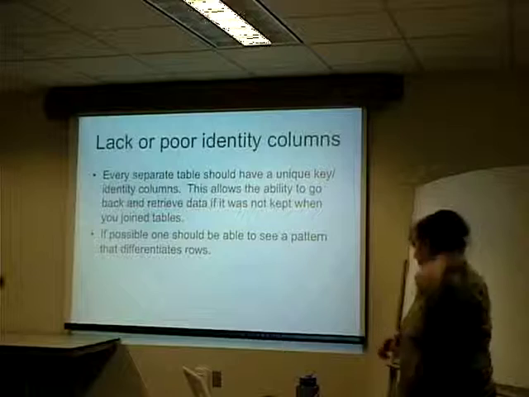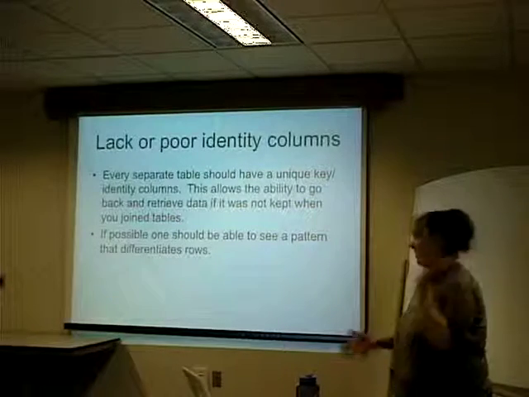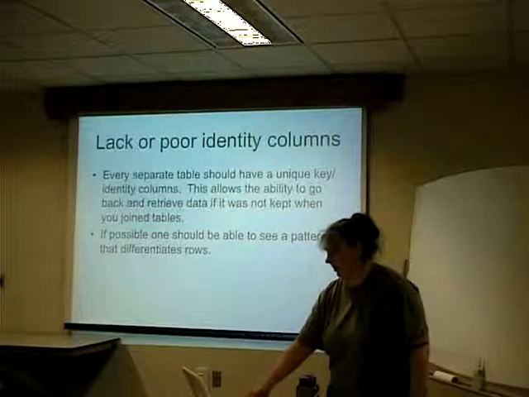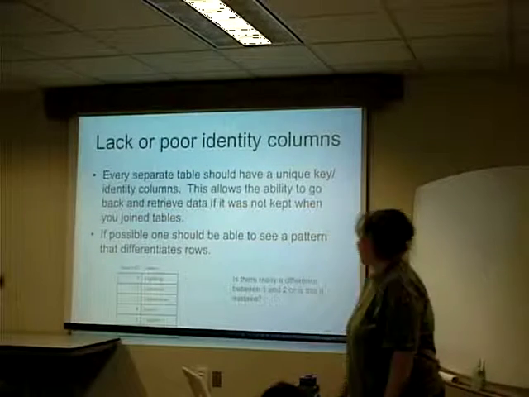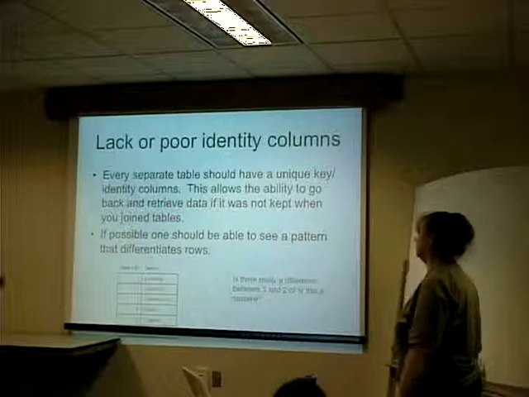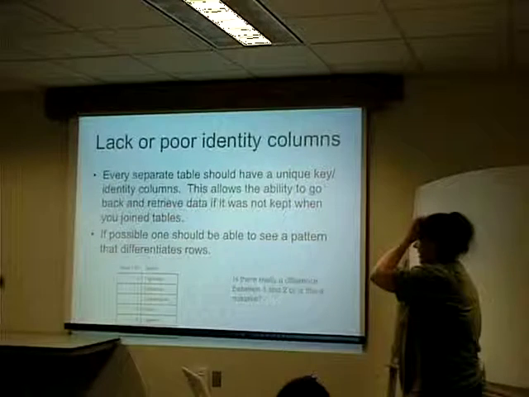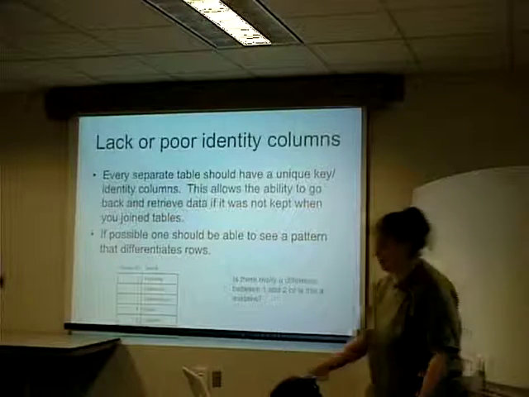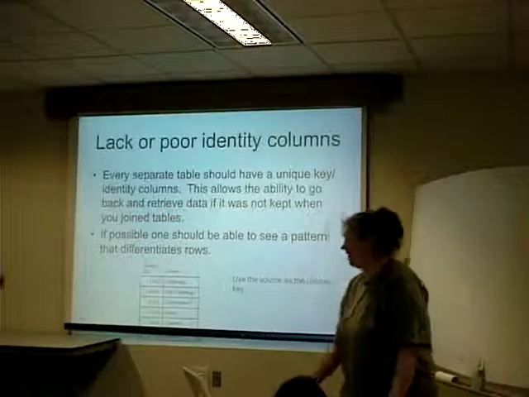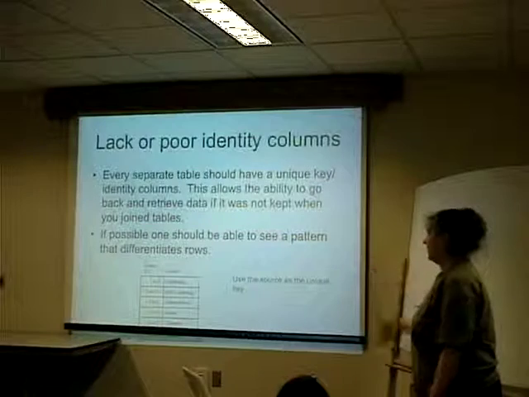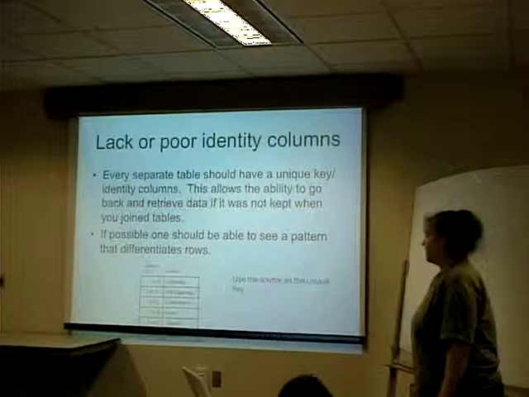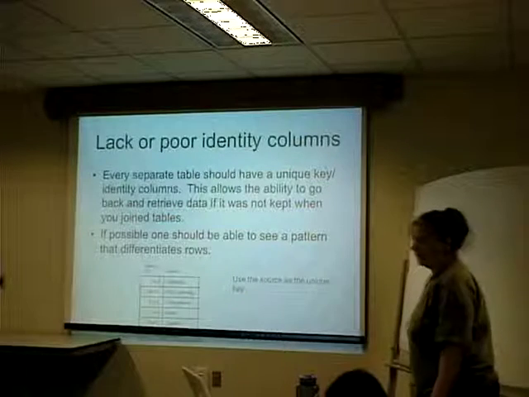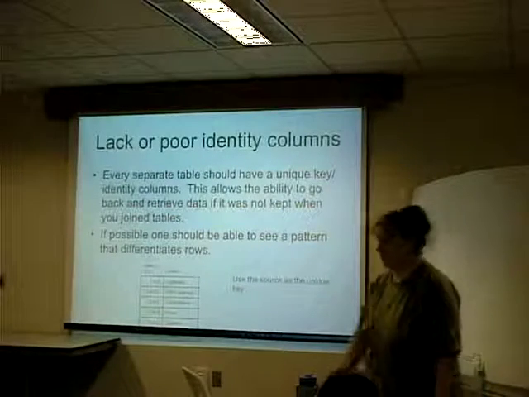If possible, one should be able to see a pattern that differentiates the rows, like I said before, making sense when creating the unique primary ID. Here's an example: you have the source ID and unique ID of 1 through 6, and is there really a difference between the two lightning? Well, there might be, but you kind of have to state it. I think it would be better for your source IDs to use the letters there instead of just some random numbers that you put in there.